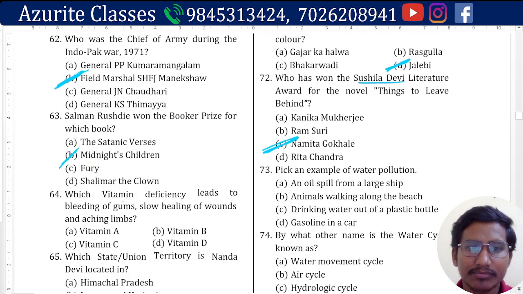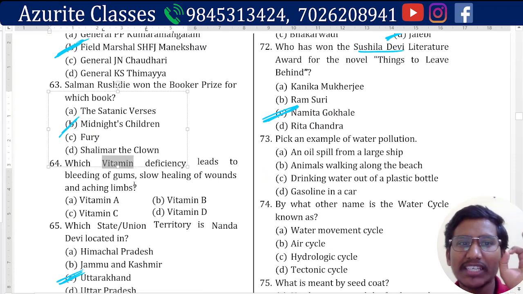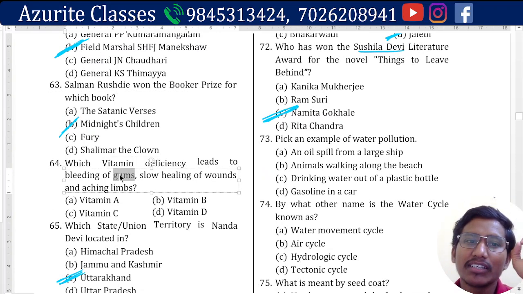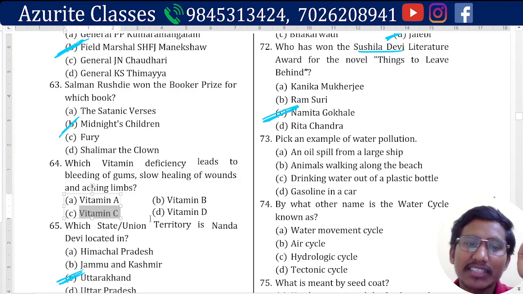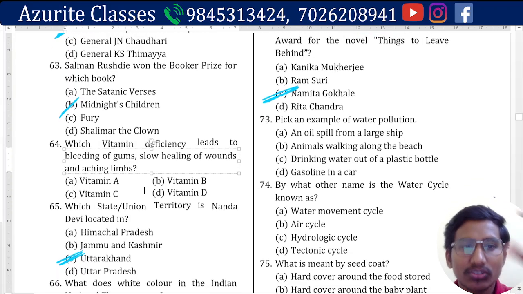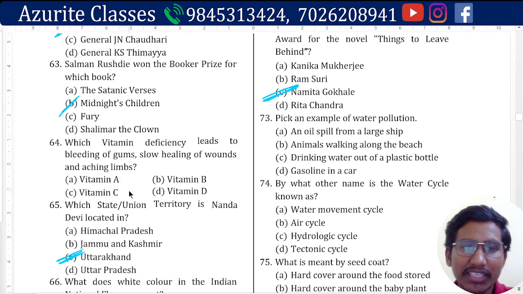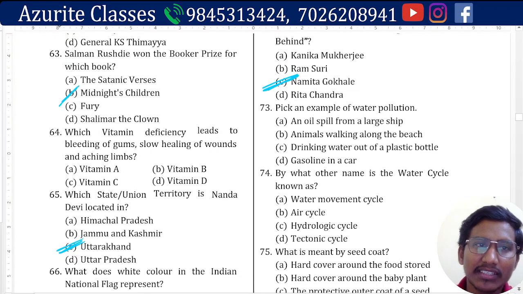Okay. Next, 64, which vitamin deficiency leads to bleeding of gums? So that is vitamin C, that is scurvy. This is scurvy: gums bleeding, slow healing of wounds and itching limbs. So that is all scurvy disease. Scurvy is vitamin C. Okay, so option C will be the answer.